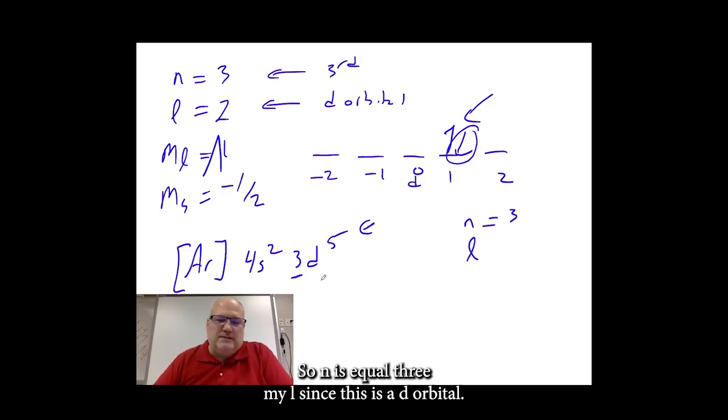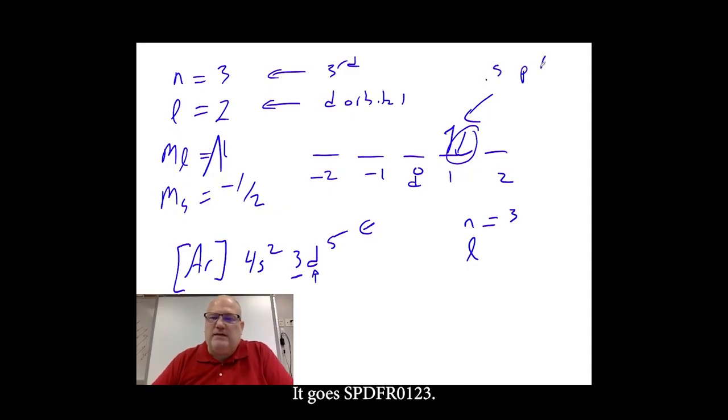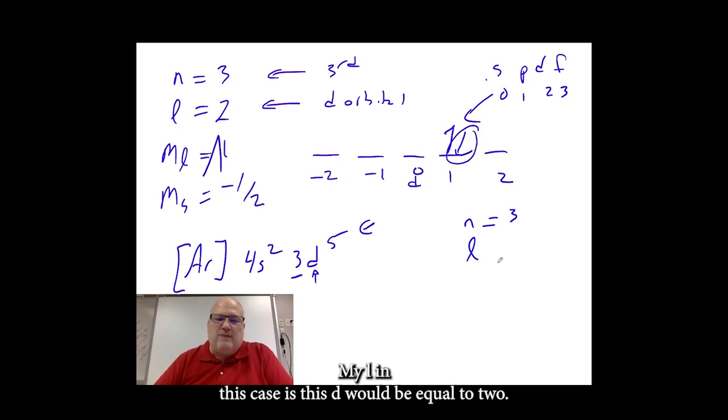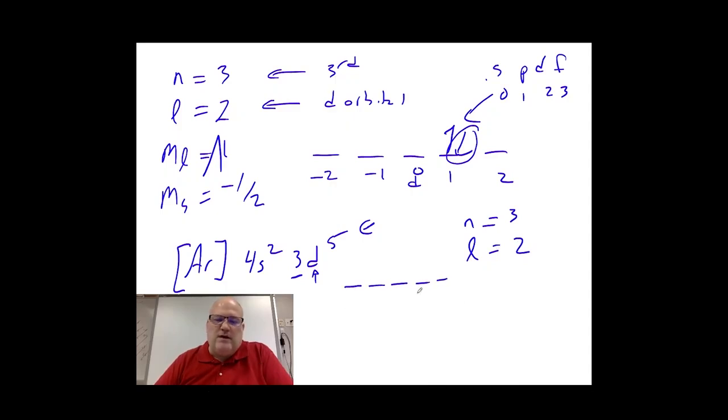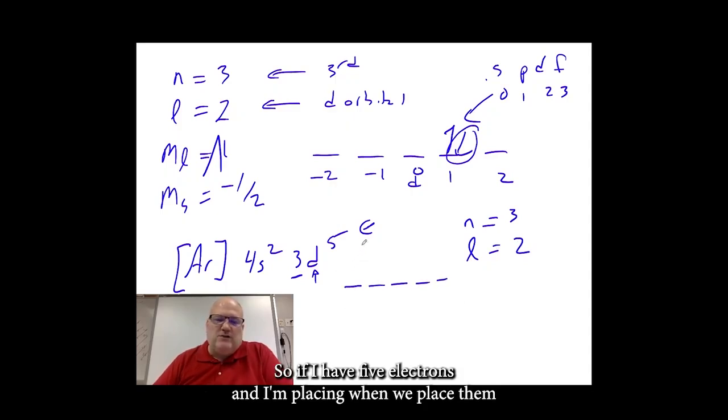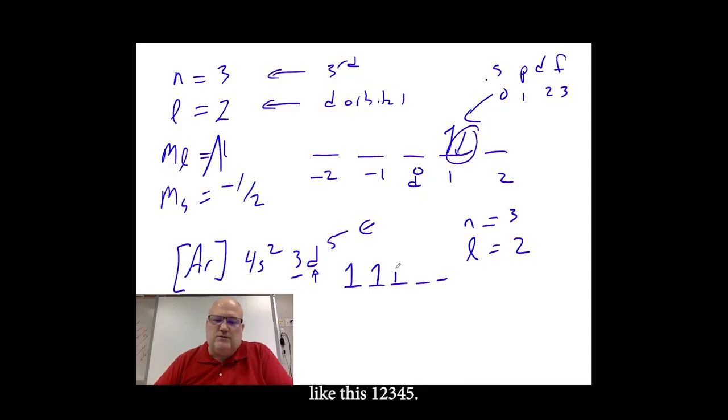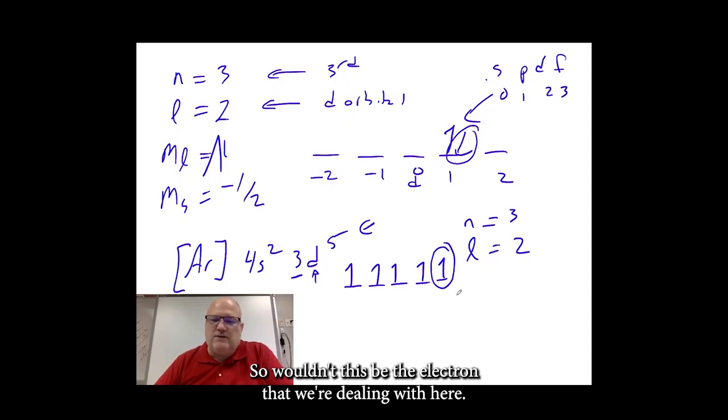My l, since this is a d orbital, and remember how the shapes go, it goes s, p, d, f are 0, 1, 2, 3. My l, in this case, since this is d, would be equal to 2. And here's where you can either do this on your fingers or you can draw them out. But d orbitals come in a set of 5. So if I have 5 electrons that I'm placing, wouldn't we place them like this? 1, 2, 3, 4, 5. So wouldn't this be the electron that we're dealing with here?